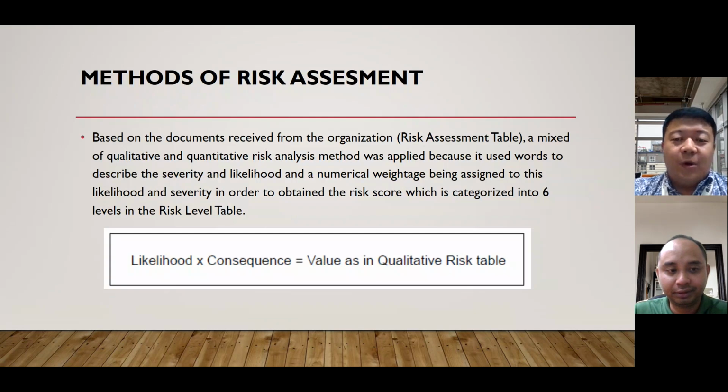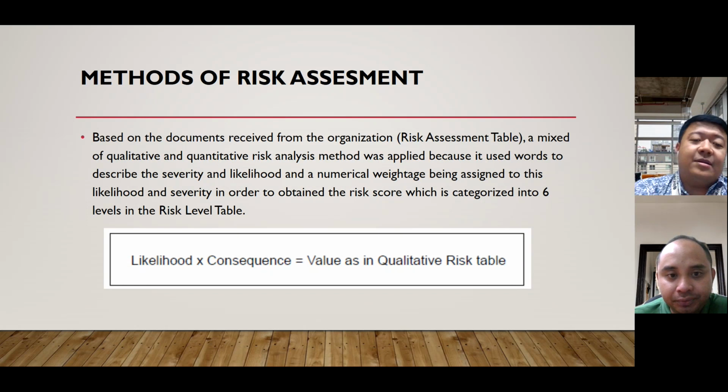Okay, that is all about the hazard identification just now, the methods that are being used by the organization, and the weaknesses that I found. Okay, now we go to the methods of risk assessment. Based on the documents that I received from your side, which is the risk assessment table, a mix of qualitative and quantitative risk analysis method was applied because there's a mixture of words to describe the severity, likelihood, and numerical weightage being assigned to this likelihood and severity in order to attain the final risk score, which is categorized into 6 levels in the risk level table.